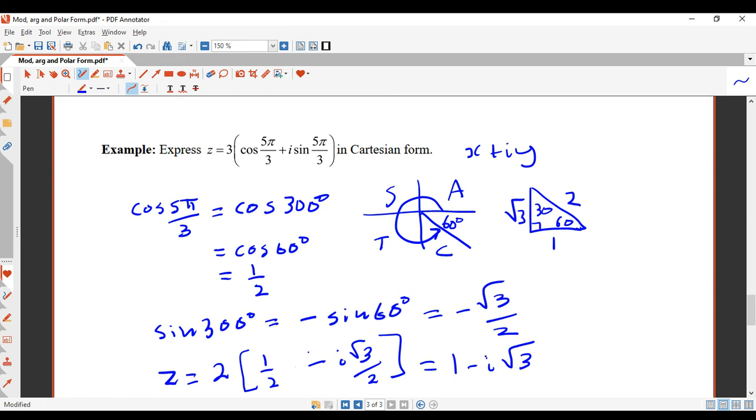So that's the answer for that question. But I just realised it's not a 2, it's a 3. Okay, I've got to get new glasses. That's all right. Fix this up, 3 there. Okay, that'll change my answer. Here we go: 3 on 2 minus i 3 root 3 on 2. There we go, and that's done for that question. That's in Cartesian form now.